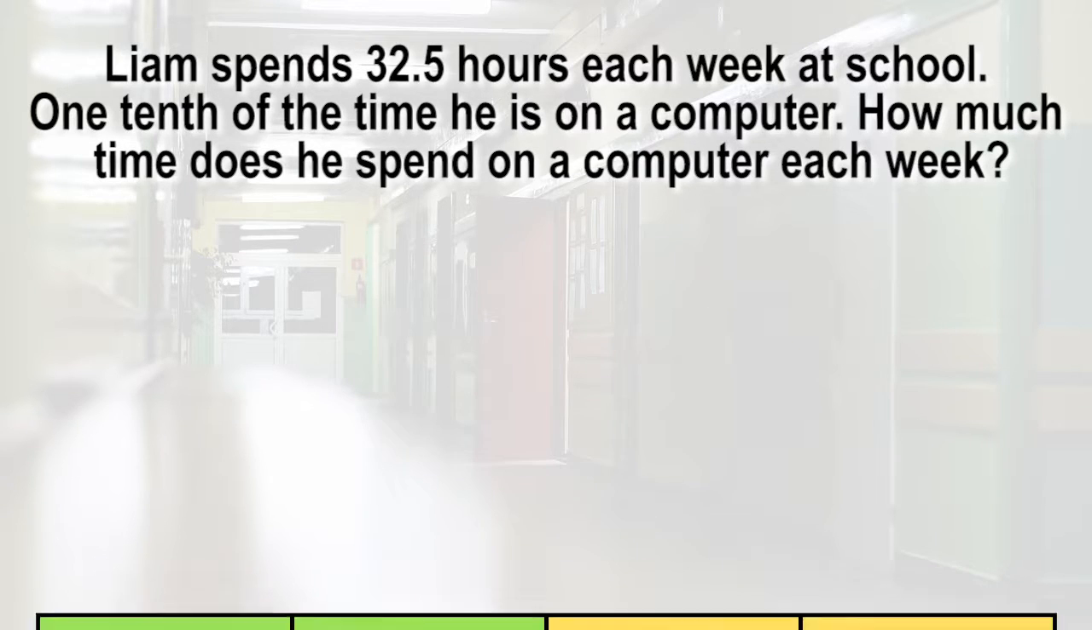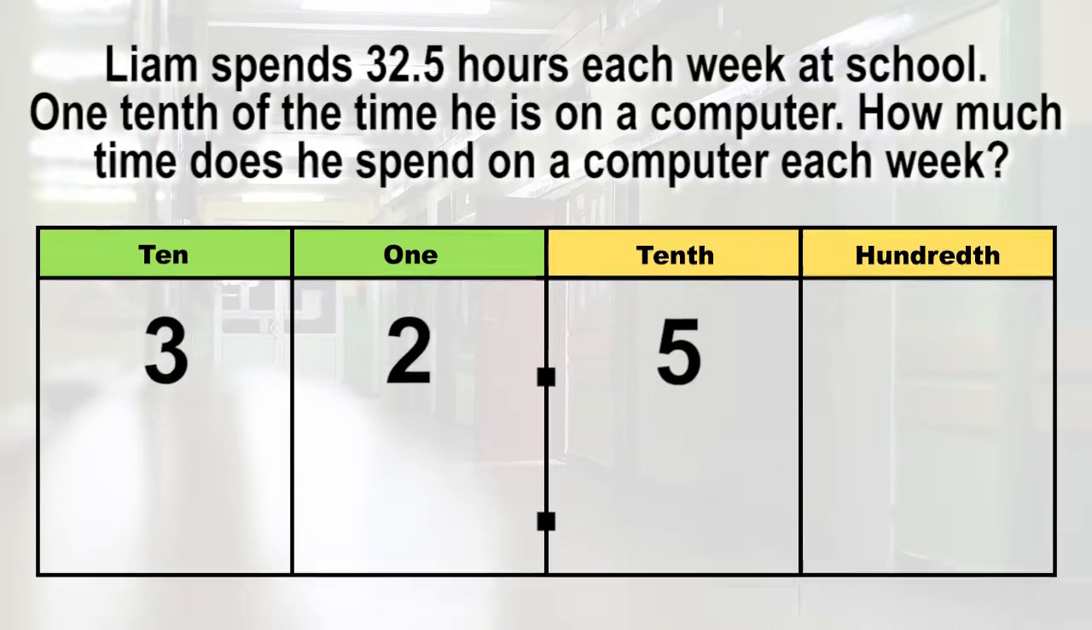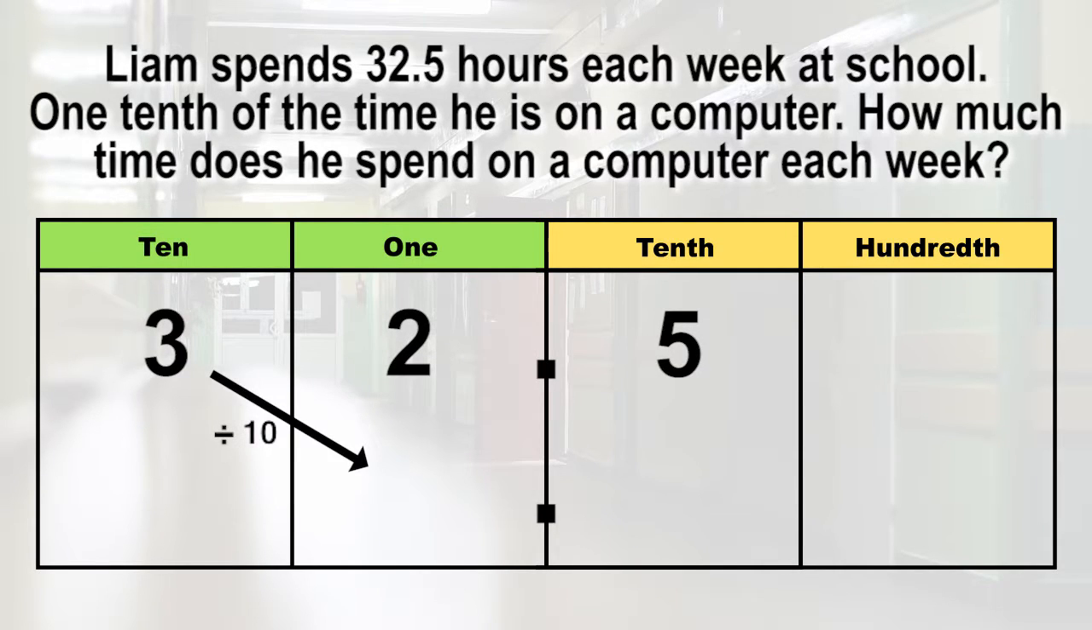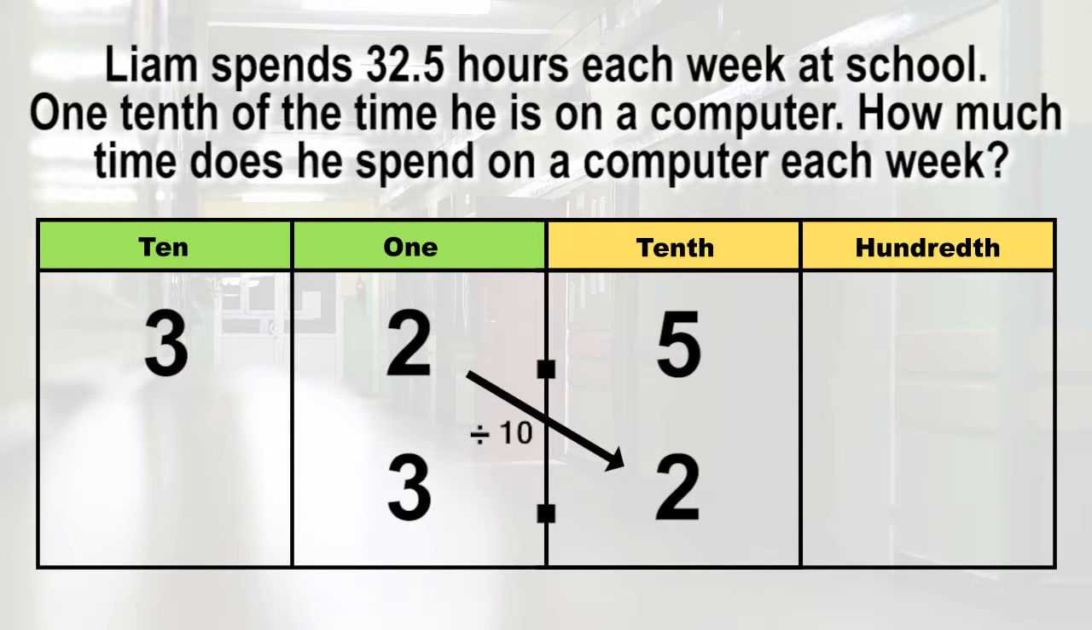Now, looking back at our chart, let's find the solution to the problem. When we divide 3 tens by 10, that would make 3 ones, which moves this digit 1 place to the right. When we divide 2 ones by 10, I get 2 tenths, moving that digit 1 place to the right. Dividing 5 tenths by 10 would equal 5 hundredths, also moving that digit 1 place to the right. Notice again the pattern of dividing by 10 moves each digit 1 place to the right.